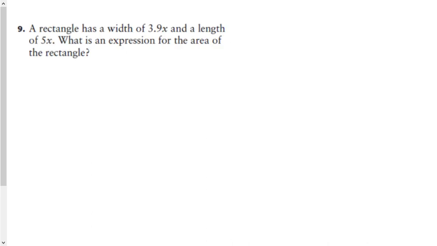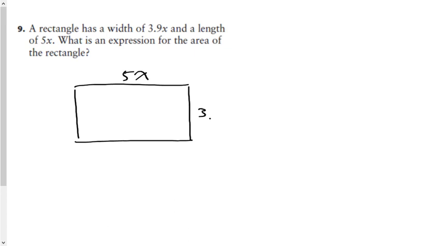Question 9 is kind of a story problem. It says a rectangle has a width of 3.9x and a length of 5x. What's an expression for the area of the rectangle? In this particular question, if this was a test question, I would fully expect that you actually drew the rectangle. And then you also did this. You said area is equal to length times width, or area is equal to 5x multiplied by 3.9x.